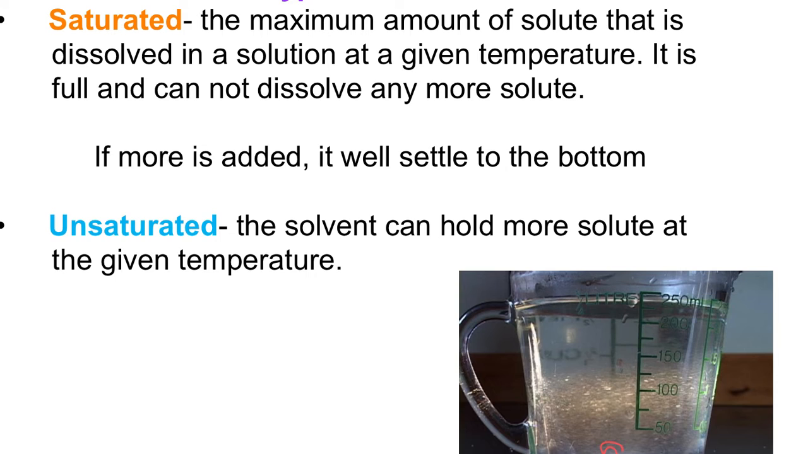And so anything else that you put in is just going to fall down to the bottom. All right, so the opposite of saturated is unsaturated. That means the solvent can hold more solute at that given temperature. So if you're making tea, you put some sugar in the water, it all dissolves and you can't see any at the bottom. That means you can add more to it because the solution is unsaturated.